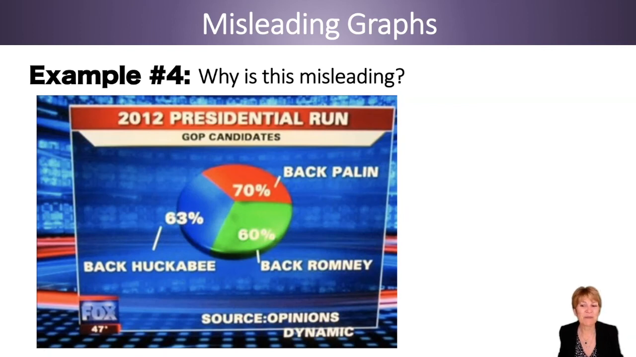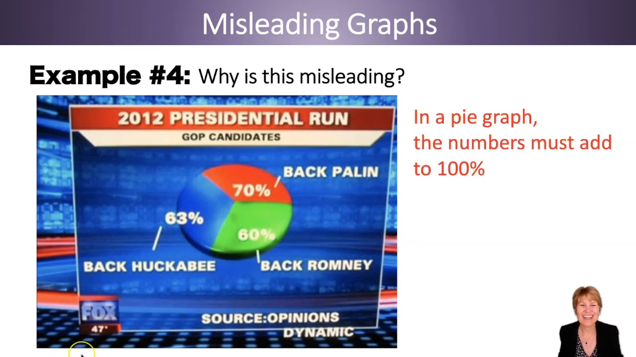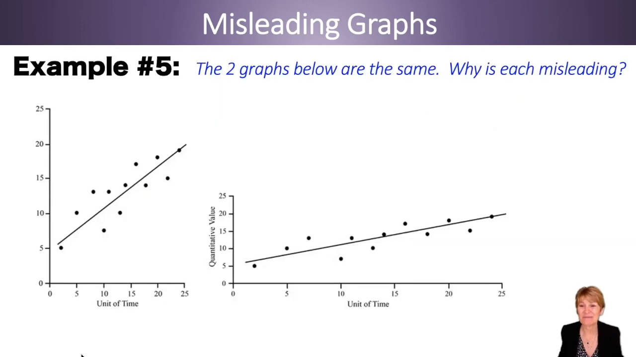Why is this graph misleading? Well, when we have a pie chart, that is one pie. It should total 100%. If we add 70, 63, and 60, do we get 100%? No. That is very misleading and not mathematically sound.